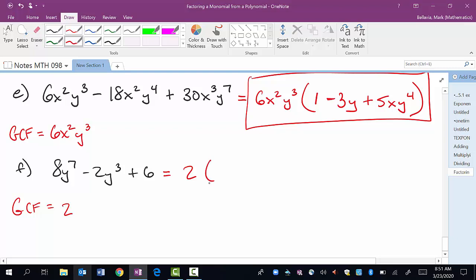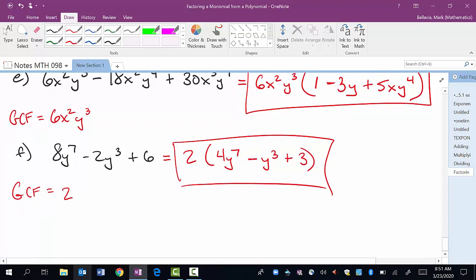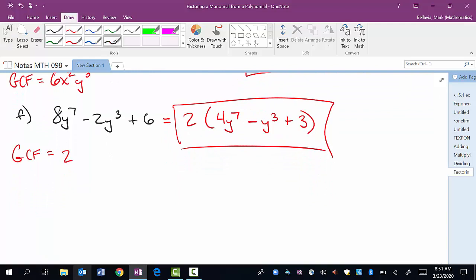So we factor 2 to the front. 8y to the seventh, factoring out 2 means you're dividing it by 2, which gives me 4y to the seventh. Negative 2y to the third, factoring out 2. So negative 2 divided by positive 2 makes this negative 1, and then y to the third just comes along because there's nothing to divide it by. And then we got plus 6, factoring out the 2. 6 divided by 2 would just be plus 3. And then I factored it out. So sometimes you're just going to take out a constant. You're not going to take any variables.